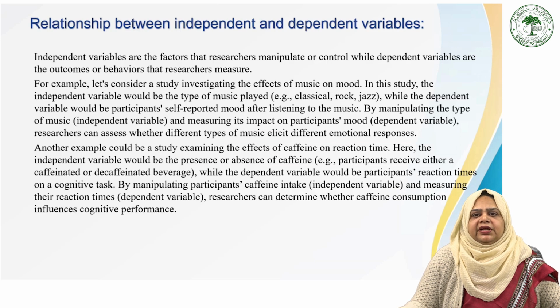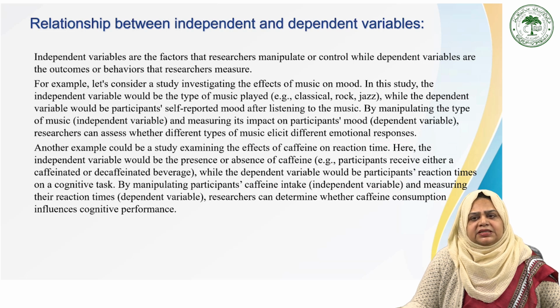The relationship between independent and dependent variables lies at the heart of experimental research in psychology. Independent variables are the factors that researchers manipulate or control, while dependent variables are the outcomes or behaviors that researchers measure. The purpose of experimental manipulation is to observe how changes in the independent variables affect the dependent variable.